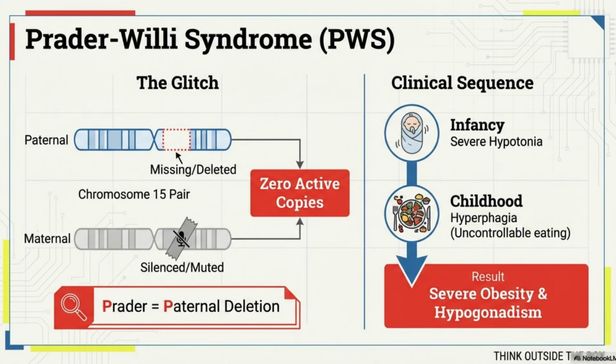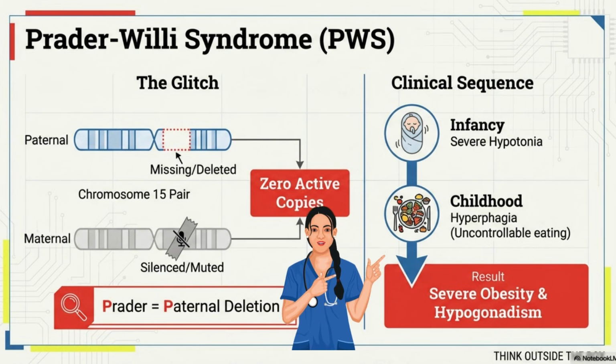Prader-Willi syndrome. The problem is paternal deletion. Dad's copy is deleted or missing. Normally, the Prader-Willi gene is only active on dad's chromosome. Mom's is naturally silent. If dad's is deleted, you have 0 active copies. The mnemonic is Prader, or paternal deletion. Symptoms are hypotonia at birth, then hyperphagia, uncontrollable eating, causing obesity and hypogonadism.